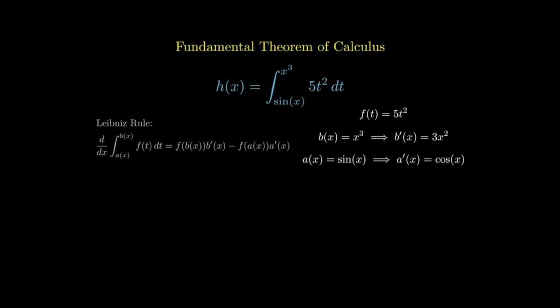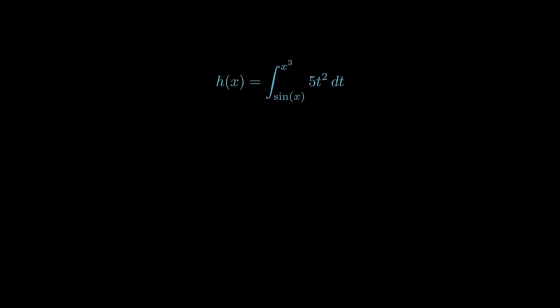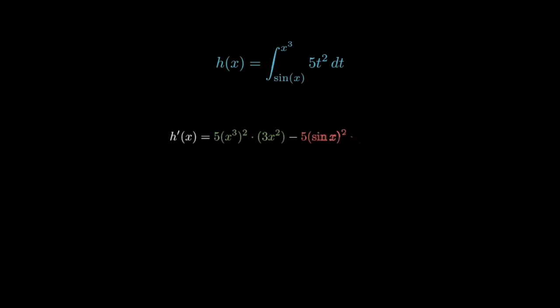Now we just plug and play. We're going to substitute it in and multiply. So we have 5 times x cubed quantity squared times 3x squared, minus 5 times sine of x squared times cosine x. We simplify the powers. Cubed squared is to the 6th. Multiply that by squared and we get to the 8th.